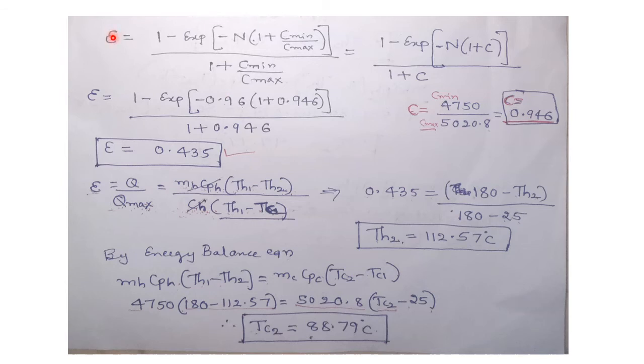So now this is the effectiveness of the heat exchanger. This is the formula to calculate the effectiveness of the heat exchanger for the parallel flow heat exchanger. These formulas are available in your data handbook. There is no necessity of remembering these formulas.